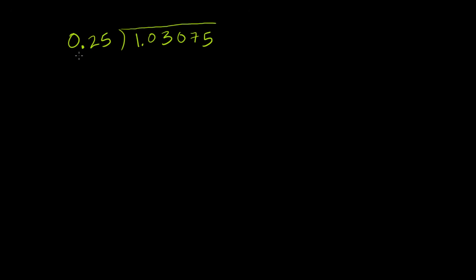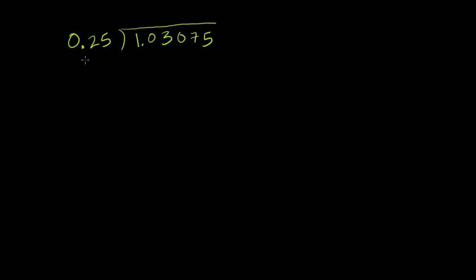We need to divide 0.25 into 1.03075. Now, the first thing you want to do when your divisor, the number that you're dividing into the other number, is a decimal, is to multiply it by 10 enough times so that it becomes a whole number, so that you can shift the decimal to the right.